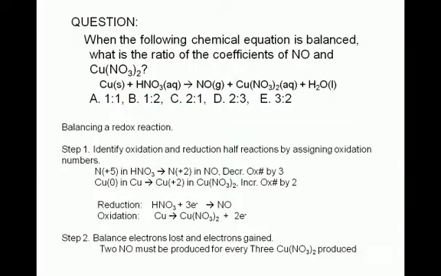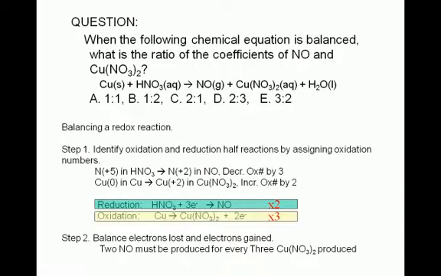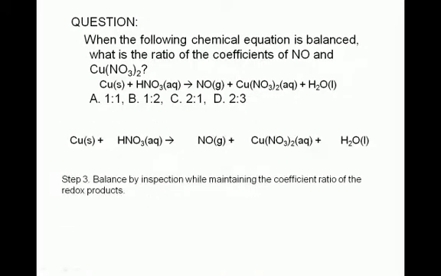So, the coefficients of NO and copper nitrate must be in a 2:3 ratio. 2 NO molecules must be produced for every 3 copper nitrates produced. We can say that every time the reduction half reaction happens twice, the oxidation half reaction must happen 3 times. In the process, 6 electrons are transferred.